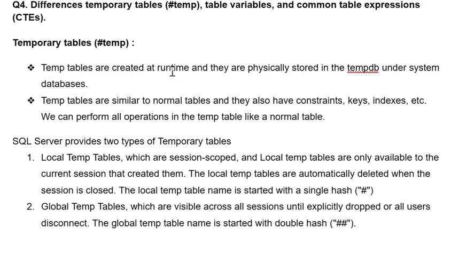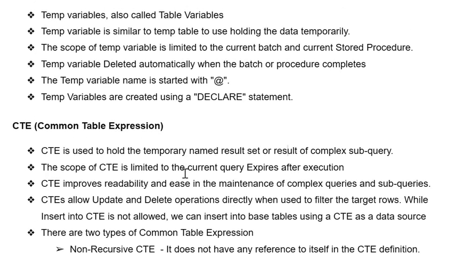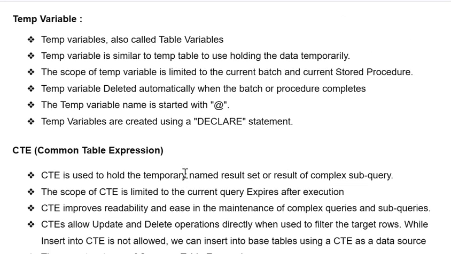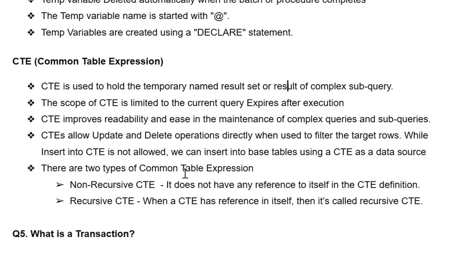Generally, temp tables are created at runtime and physically stored in tempdb under the system databases. They are similar to normal tables and we can perform all the operations like normal tables. Temp variables are also called table variables, and the name starts with an at sign. CTE is also used to hold a temporary named result set or the results of a complex subquery, and its scope is limited to the current query execution only. These are the main differences.